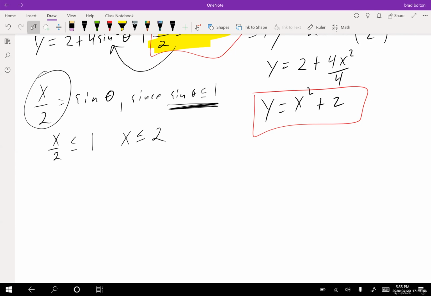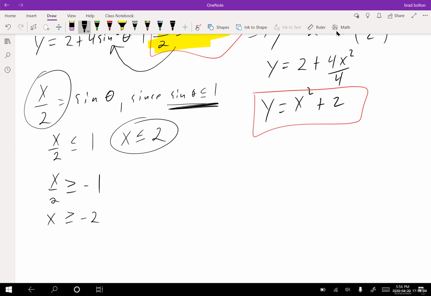Now, what's the smallest that sine of theta could ever be? Sine of theta could be -1. Well, wouldn't that mean then that x could be -2 or bigger? So we know that x over 2 could also be greater than or equal to -1. So then x is greater than or equal to -2.